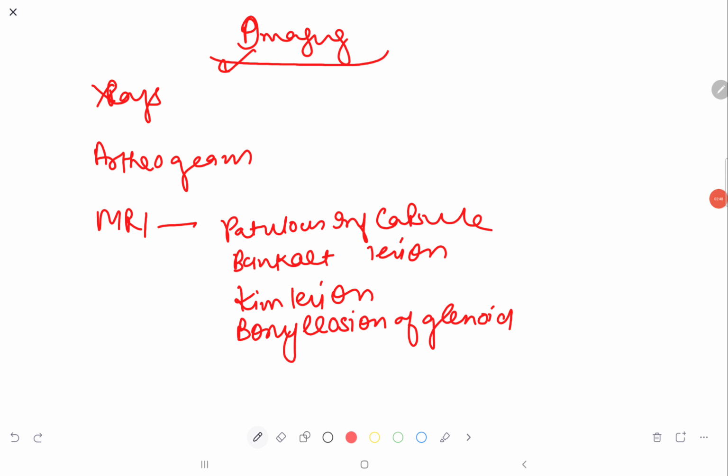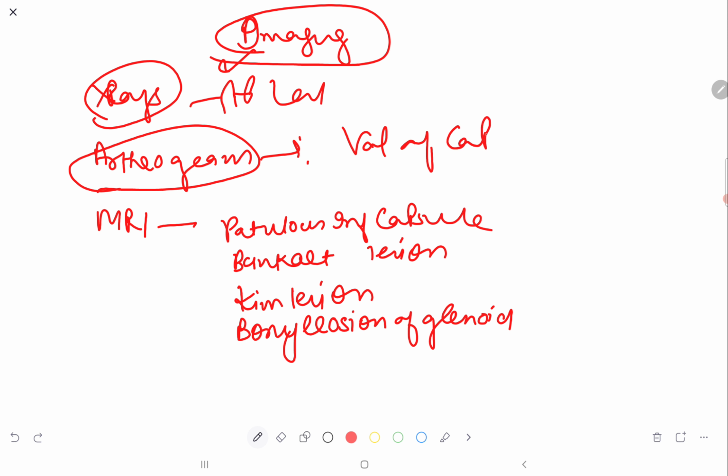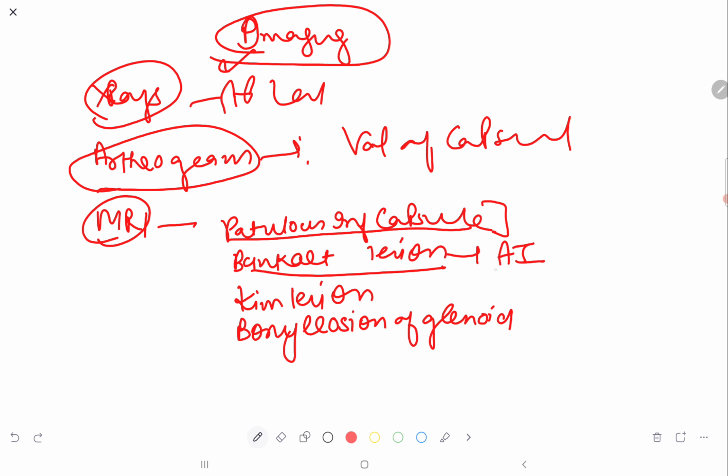Then on imaging, you will see X-rays, that is AP, lateral, axillary view, and arthrogram. In the arthrogram, you will check the volume of the capsule. Then in the MRI, you will see patulous inferior capsule and Bankart lesion. Bankart lesion is antero-inferior. Kim lesion is posterior-inferior. Then bony erosion of glenoid.